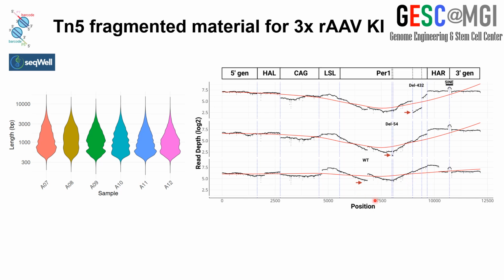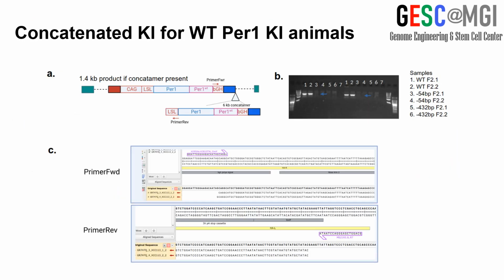However, in the wild type sample, we did see a deviation from the expected coverage. That deviation was found to be a concatenated insertion event where one of the AAVs is integrated downstream of the right homology arm. And this was present in just the wild type animals and not any of the others. This was also confirmed by PCR and Sanger.